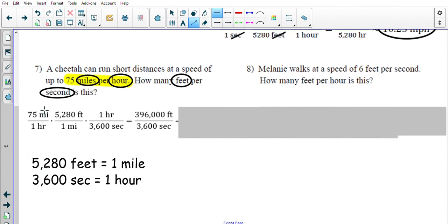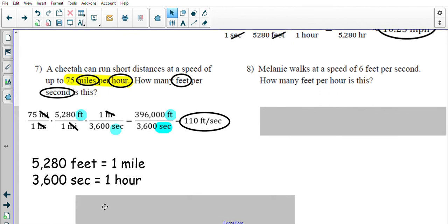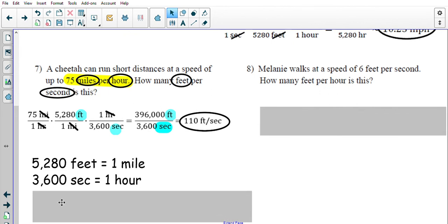How? Well, the miles cancel out, the hours cancel out. We are left with feet on the top. I'll highlight that in blue. And it's really just the same as what we already saw, just in the form of a word problem. And then we're left with seconds on the bottom. So we have 3,600 seconds. Divide those to get an answer of 110 feet per second.